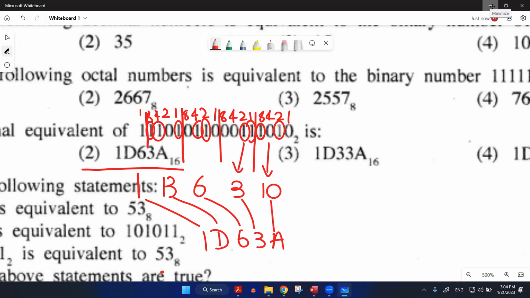Is that clear? People who got it wrong? Okay, great. So, moving forward.